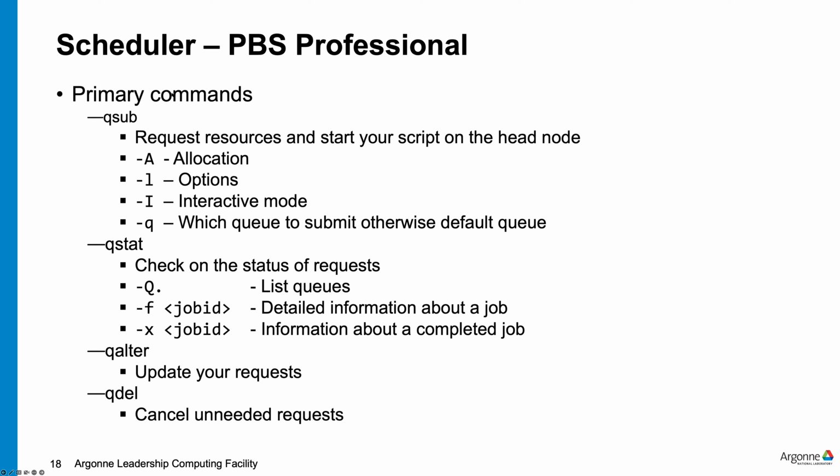Here are some other commands for PBS that you might be interested in. With qstat, you can check the status of the queue. If you just want to know about the job you submitted, you can use -f and put your job ID. You'll get all the details. If your job completed and you want to see what happened, you can use -x. It will show you information about the job that was completed. So for example, if you want to know which nodes your job ran on or some other setting, you can use qstat -x and give it the job ID.